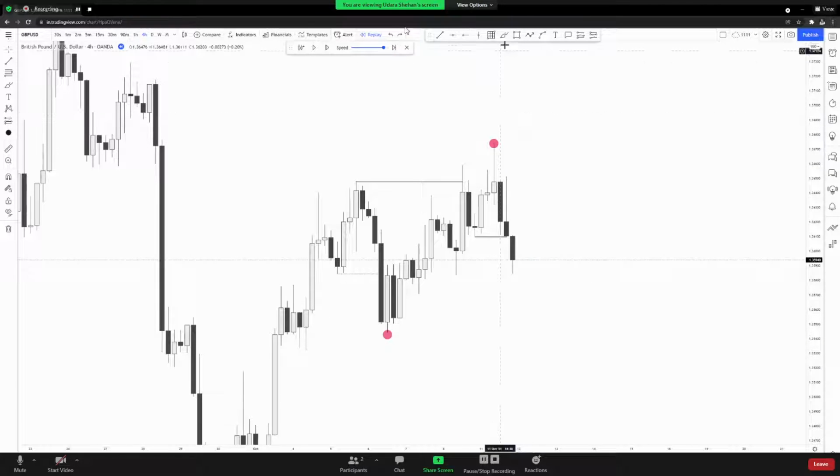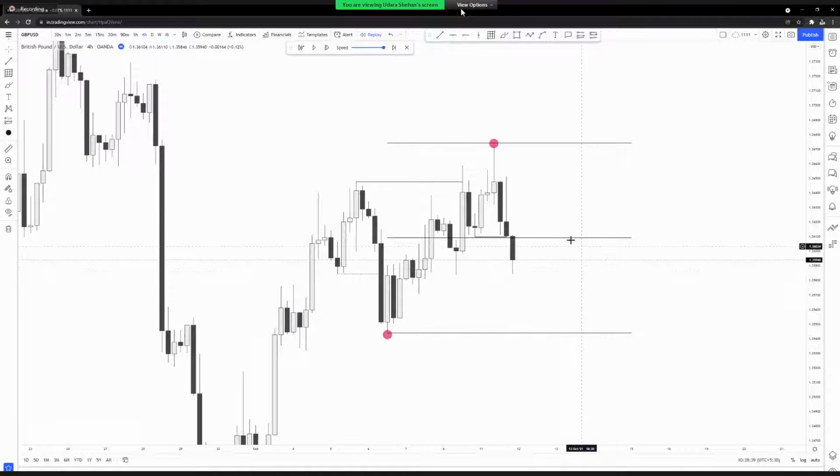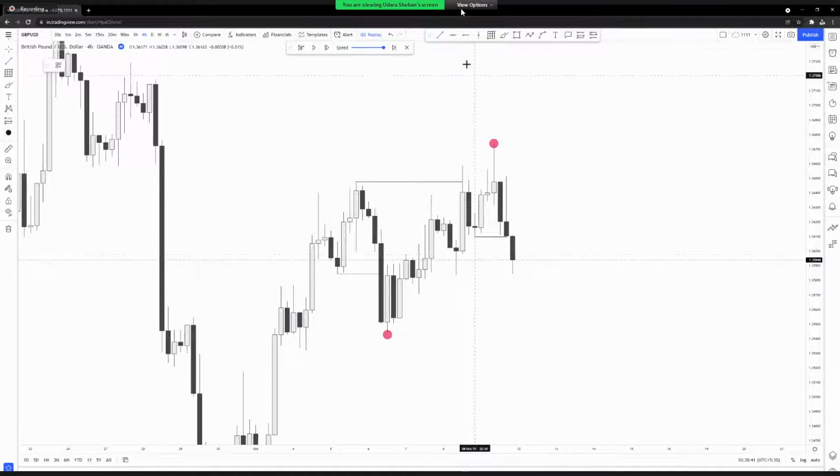So why is price dropping back down into a discounted price? What's the other reason? To take out the internal range liquidity. What's the internal range liquidity? The swing lows that are resting inside of the trading range, right? That is the internal range liquidity.